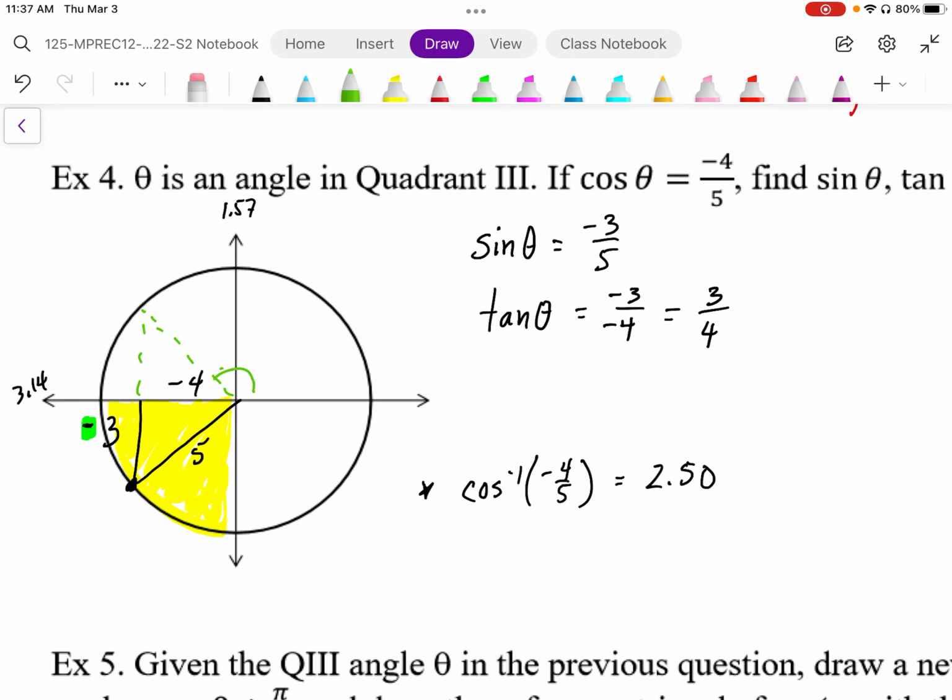So this being theta 1, the theta 2, we have to find using the symmetry. So this is theta 1. What we really want is this angle in here, which we're going to call theta 2. And theta 2, the correct position, when we subtract 2 pi minus that, we get 3.785. So we're going to round that to 3.79.